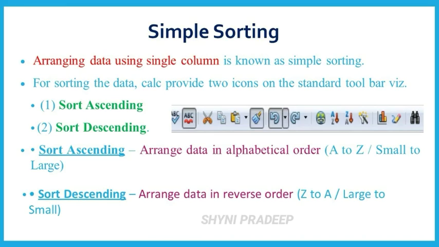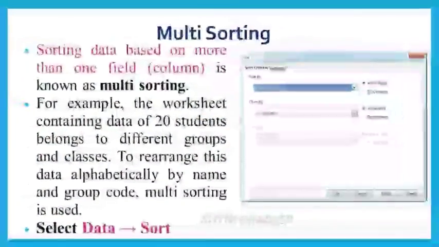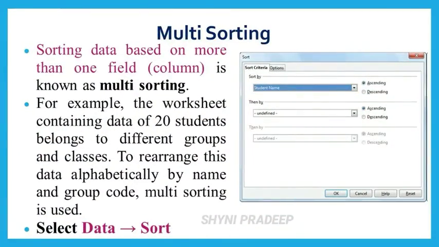Okay. Next one is multi-sorting. Sorting data based on more than one field is known as multi-sorting. For example, the worksheet containing data of 20 students belongs to different groups and different classes. To rearrange this data alphabetically by name and group code, multi-sorting is used. Okay. For that, first you have to select the data and the sort option.